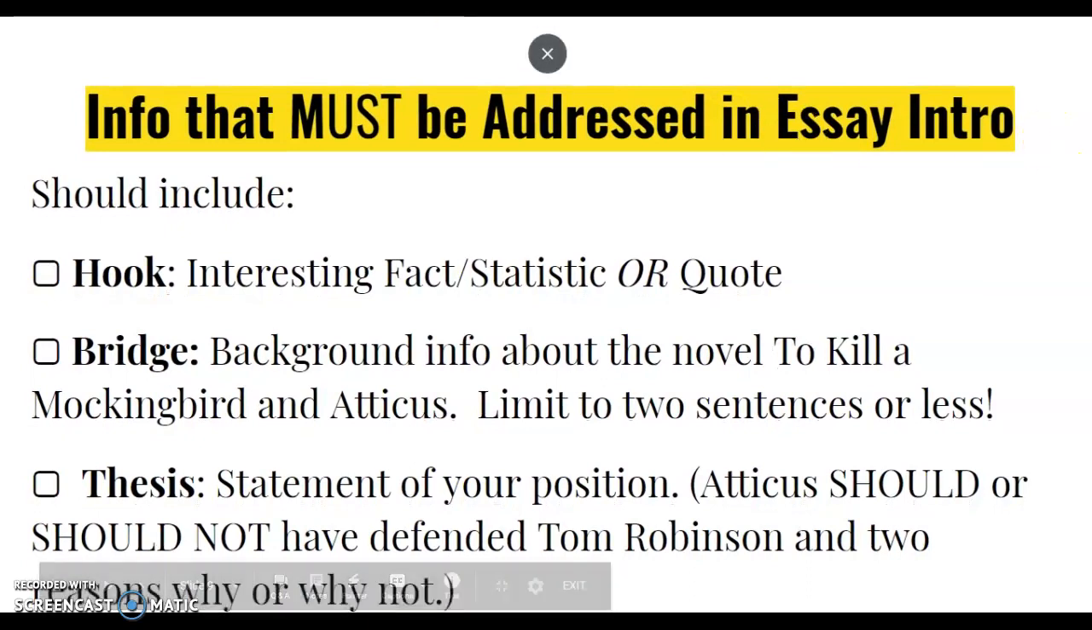It should include a hook, could be an interesting fact, statistic, quote. It should include the bridge, background information about the novel To Kill a Mockingbird and about Atticus, but it shouldn't be more than 2 sentences. Should really be able to establish some background quickly. To Kill a Mockingbird is a novel set in the 1930s in the south of the United States. Atticus, one of the main characters, is defending a black man falsely accused of raping a white woman. That's an example. It's up to you how you build your bridge, but you definitely need to make sure that your bridge is included.